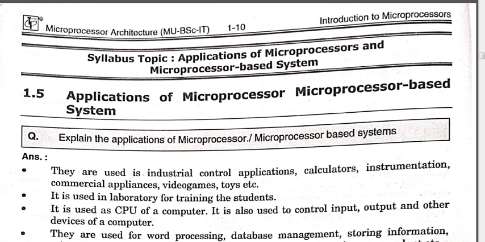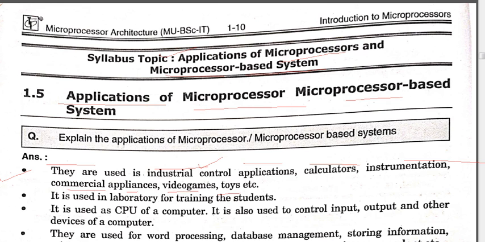Then next topic of syllabus is the application of microprocessor and the microprocessor based system. ठीक है, तो यहाँ पे हम कुछ मेन जो एप्लीकेशन है माइक्रोप्रोसेसर बेस्ड सिस्टम के वो स्टडी करेंगे. सो द फर्स्ट पॉइंट इज दैट दे आर यूज्ड इन इंडस्ट्रियल कंट्रोल एप्लीकेशन, कैलकुलेटर, इंस्ट्रूमेंटेशन, कमर्शियल अप्लायंसेस, वीडियो गेम्स एंड टॉयज़. तो माइक्रोप्रोसेसर का जो यूज़ है वो इंडस्ट्रियल कंट्रोल एप्लीकेशन में यूज़ होता है.